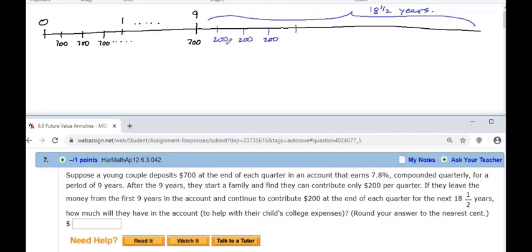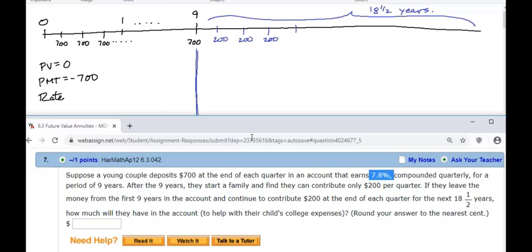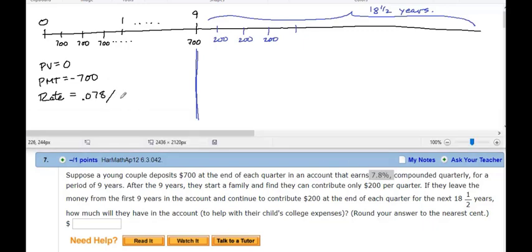Well, anytime the payment changes or the interest rate changes, you have to cut the problem into two pieces. So for the first half of the problem, present value is nothing because there's no money right here at the beginning. The payment will be negative 700. My rate is 7.8%, but that has to be cut into quarterly compoundings. And my number of periods will be 9 years of 4 compoundings each. Let's put that part into Excel.